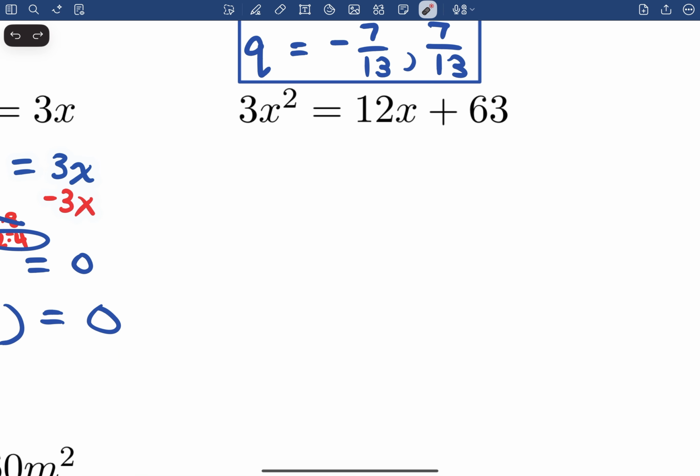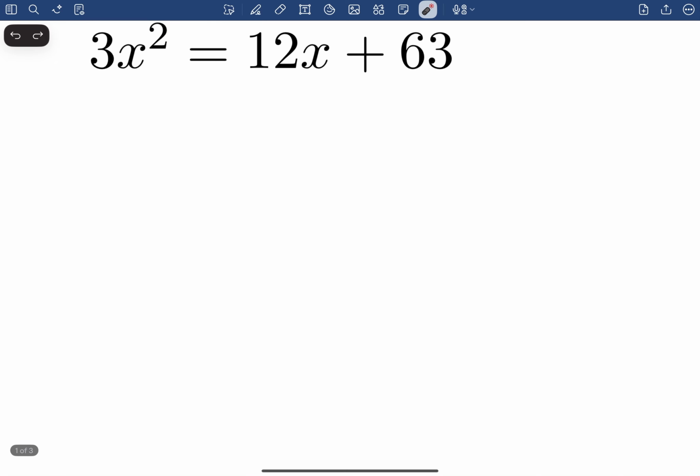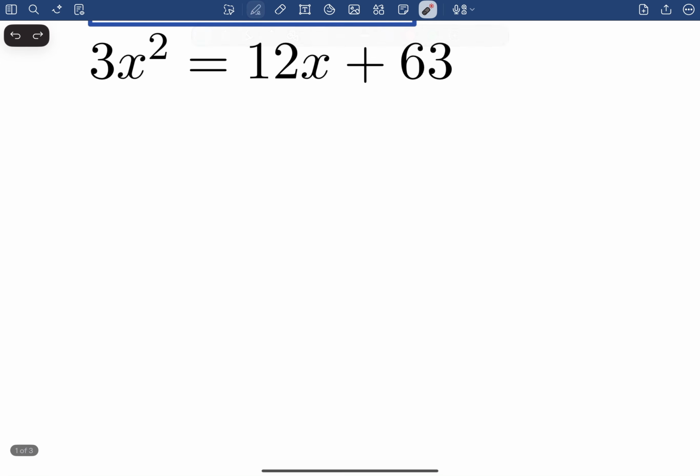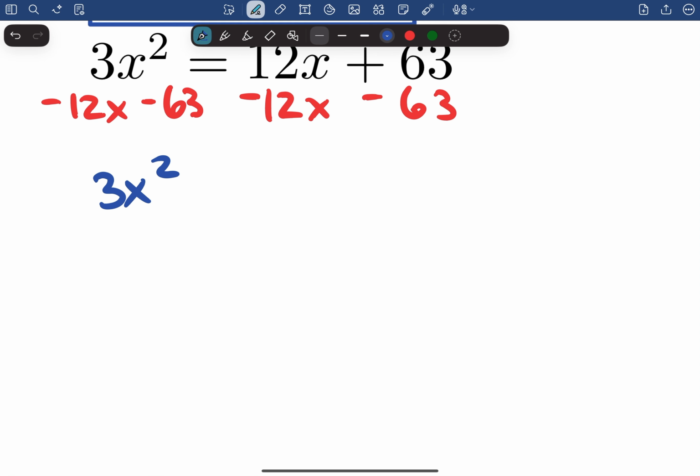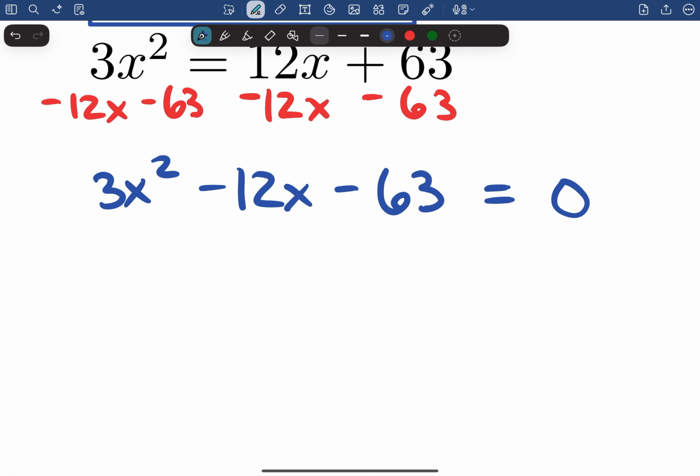Here we go. This next equation says 3x squared equals 12x plus 63. And the first thing I notice is it's not in standard form, and so I will subtract this 12x from right to left, and I will subtract this 63 from right to left, so that I can have all of my terms on one side, the 3x squared. Let me write 3x squared minus 12x minus 63, and it's now set equal to 0 because I want to use the zero product property. That's why I'm setting it equal to 0.